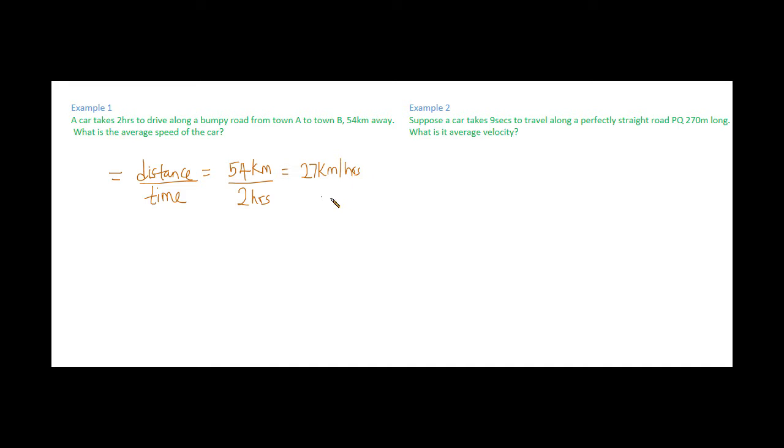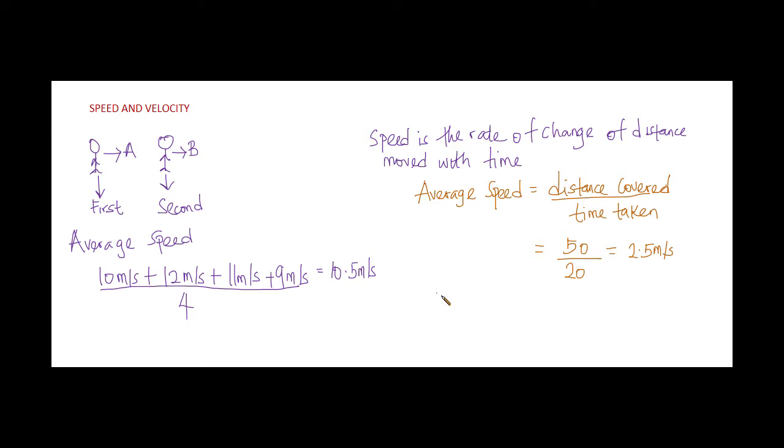So we can always note that the SI unit for speed is meters per second or kilometers per hour. It depends on which unit of distance and unit of time is given in the question.